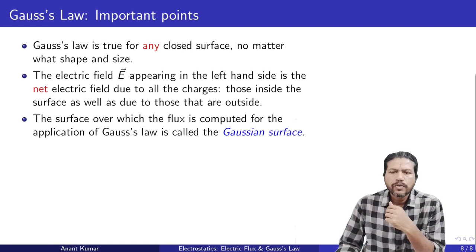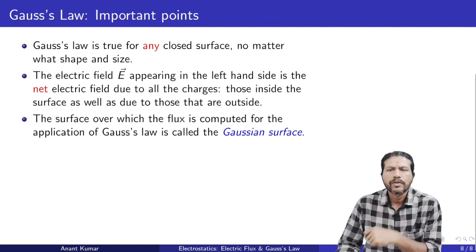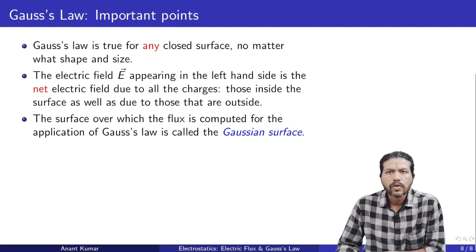The surface over which we are going to compute the flux for the purpose of this Gauss law, we shall call it a Gaussian surface. This is just a name, so that we know what we're talking about. We shall talk about the Gaussian surface, and that will be the surface over which we try to compute the flux for application of the Gauss law.